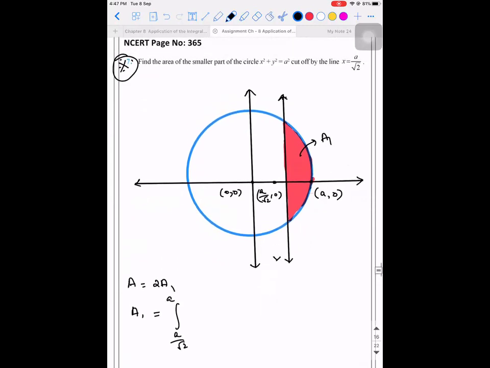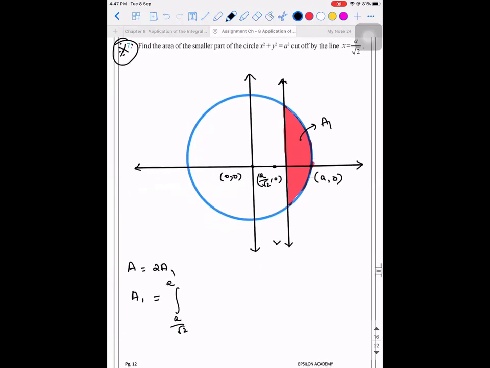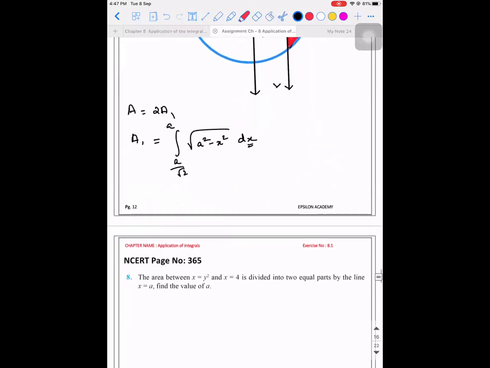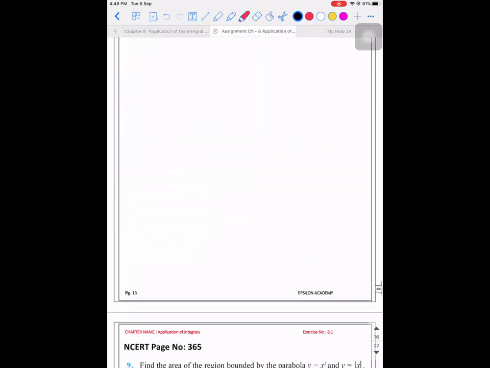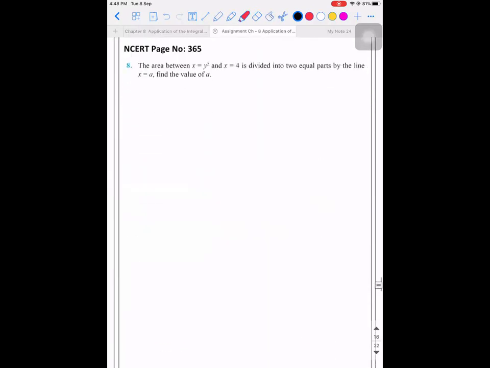What is the curve that is making the angle? Root of a square minus x square, because you're taking the limits on the x-axis. Okay, it is a by root 2 to a, root of a square minus x square dx. This part I hope you can solve, right? So moving on to the next one. This 8th one I'll do and show.